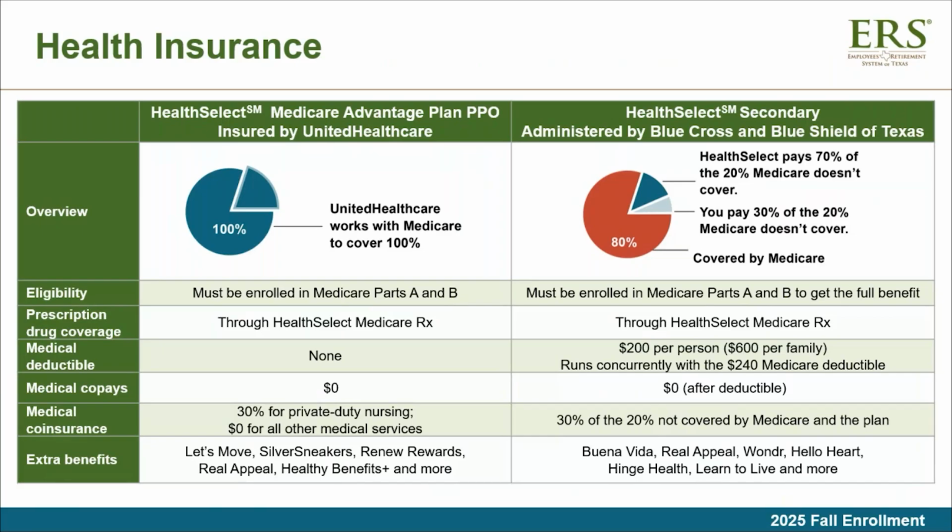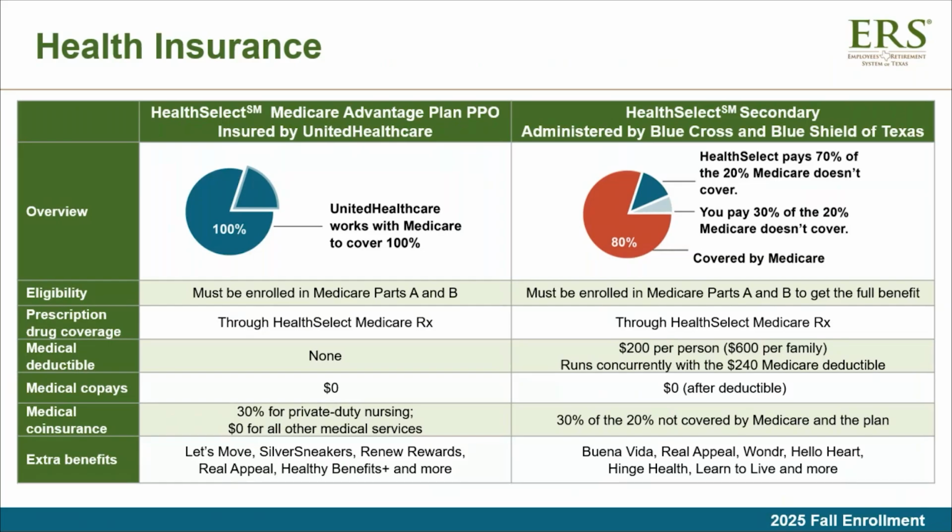So that's $200 per person, $600 per family, and it does run concurrently with Medicare's deductible, which right now is $240. So that's the amount that you have to pay out of pocket before the benefit pays anything for you. Once that deductible is met, Medicare will usually pay 80% of the covered expenses, and of the remaining 20%, Health Select of Texas or Blue Cross and Blue Shield would cover 70% of that remaining 20% that Medicare doesn't cover. So then you would be responsible for potentially 30% out of pocket.